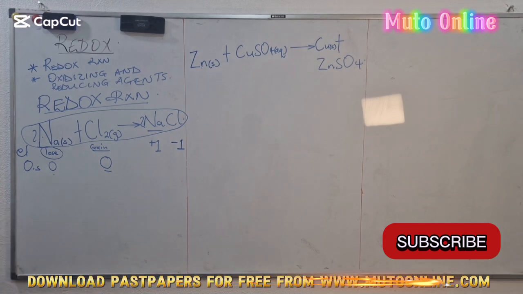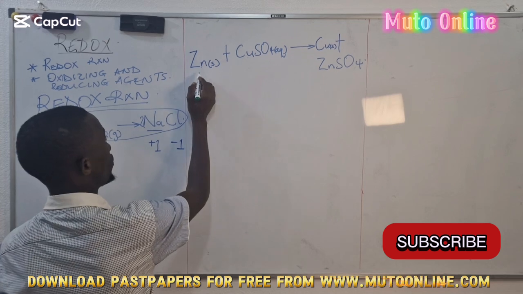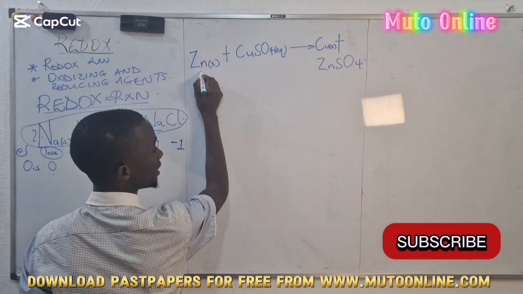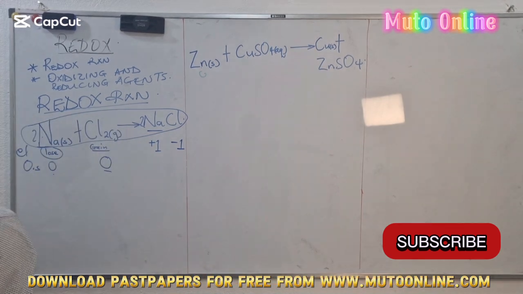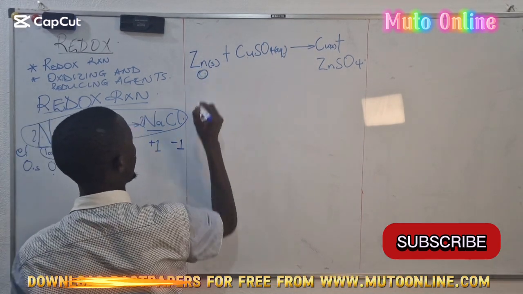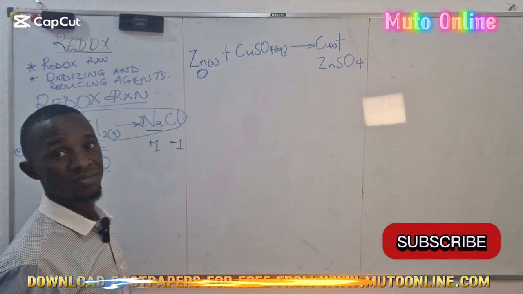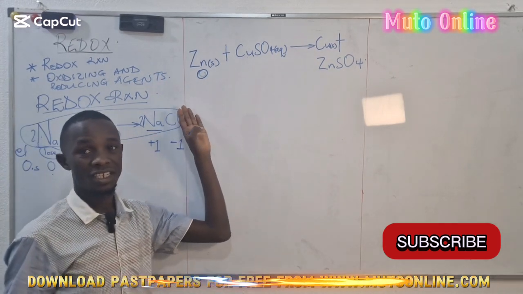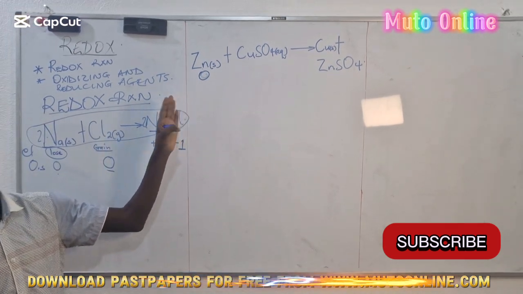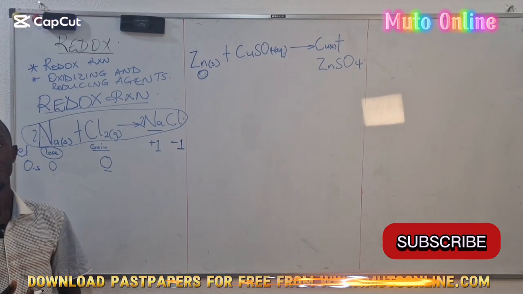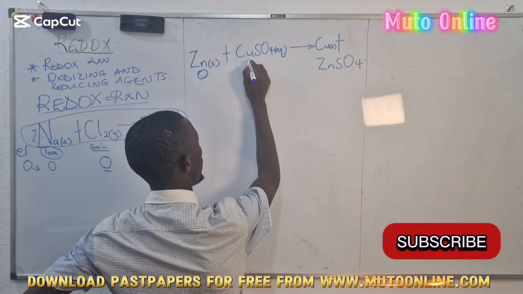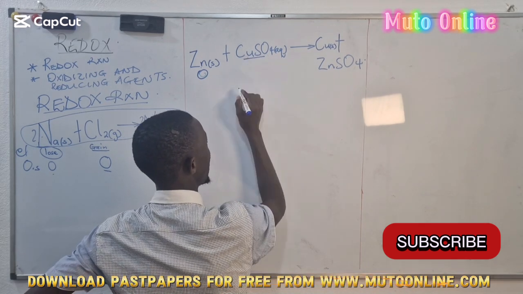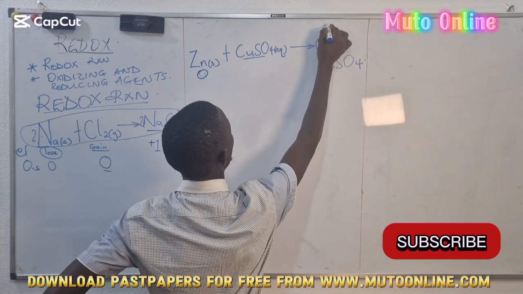So this is also a redox reaction for a reason. We are going to find that this zinc has an oxidation state of 0. Remember, we said that elements in uncombined states have oxidation states of 0. And in this reaction, we can calculate the oxidation state of copper. We shall look at it. But here it is 0.